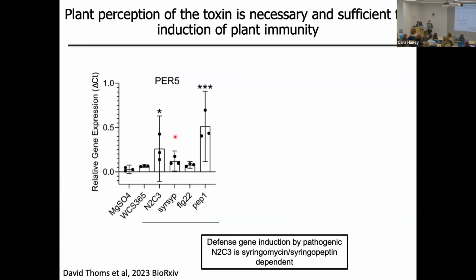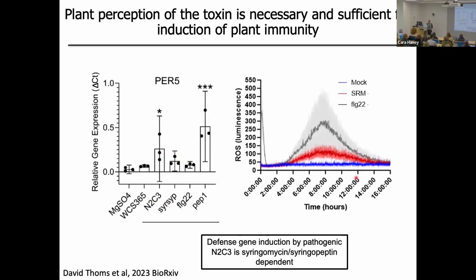And so first, David used qPCR to see if a mutant that doesn't make the toxin, so the syringomycin, syringopeptin mutant here, doesn't induce defense gene expression. And so we see a consistent reduction in defense gene expression in the toxin mutant. And so it seems that presence of the toxin is necessary for the full immune response.